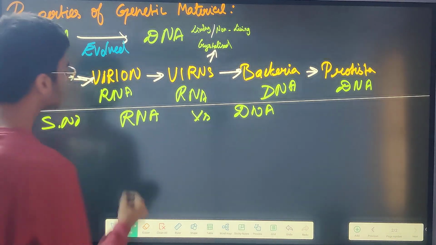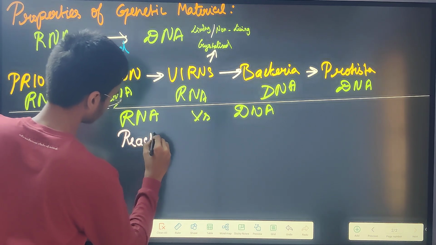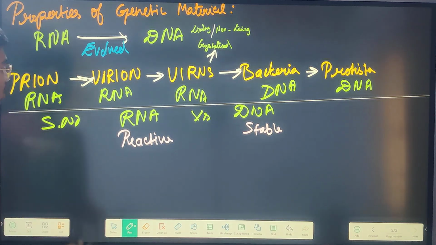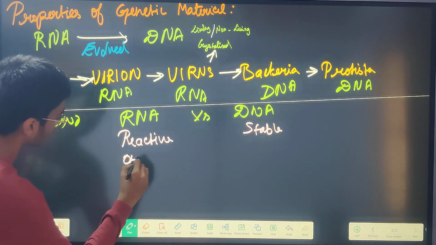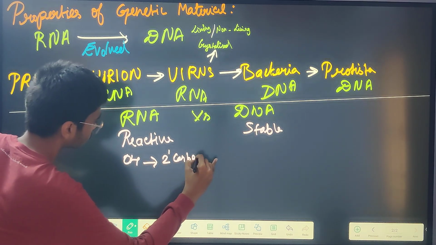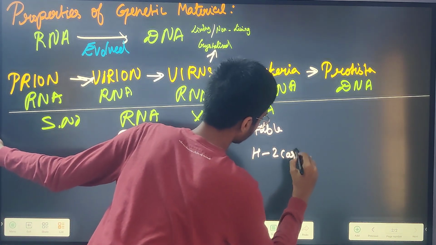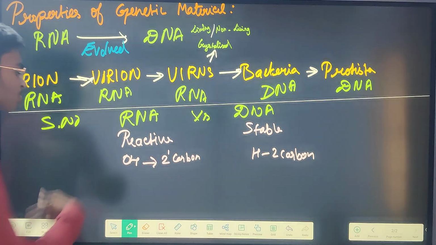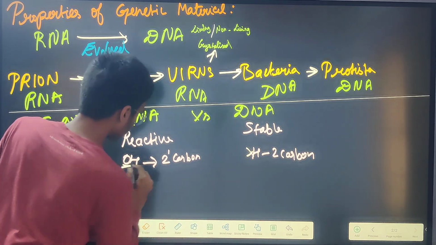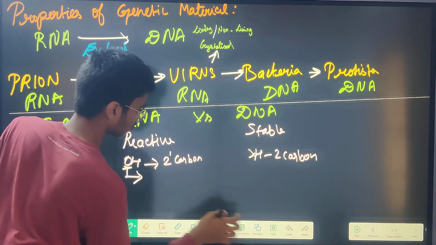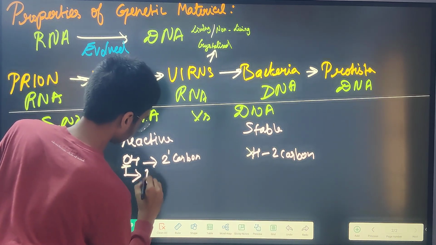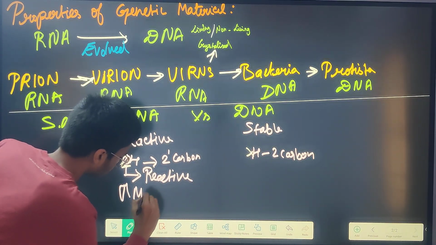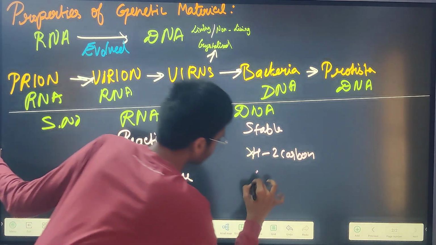See, RNA is very reactive, whereas DNA is less reactive, or stable. Why so? Because RNA has OH at its second carbon, whereas DNA has only H at its second carbon. This oxygen is very reactive, and in DNA there is no oxygen, so it is less reactive. RNA is highly mutable, and DNA is less mutable.